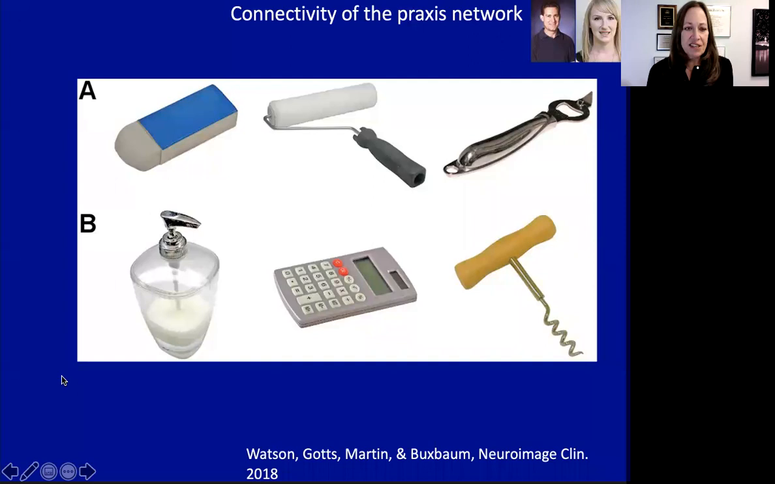And one I will tell you about today, we asked patients to gesture pantomime both conflict and non-conflict objects. So these are some of the conflict objects. These are some of the non-conflict objects. And we paired this with a resting state connectivity analysis. So patients lay in the scanner and thought about whatever they wanted to or nothing, as long as they didn't fall asleep, it was all good.